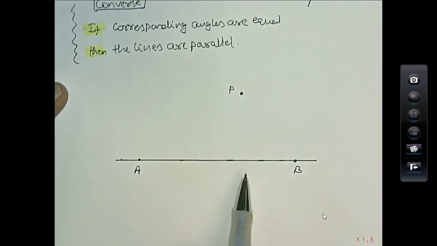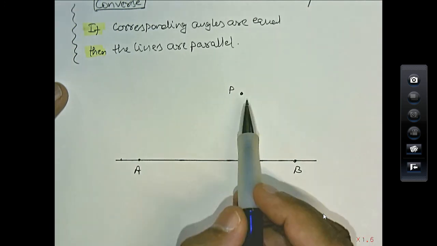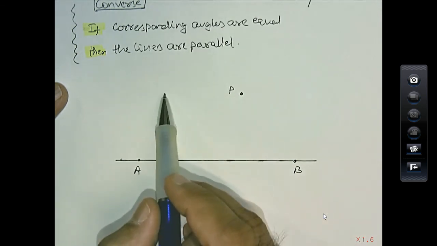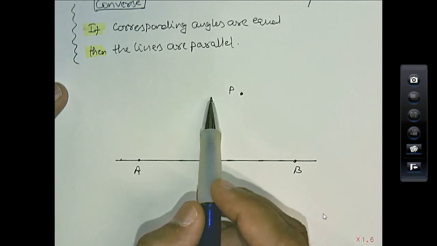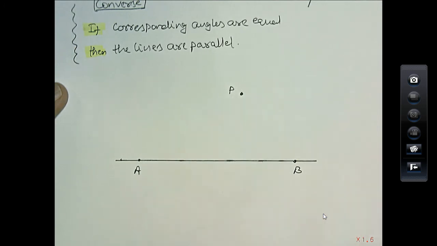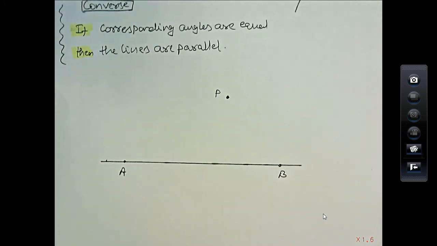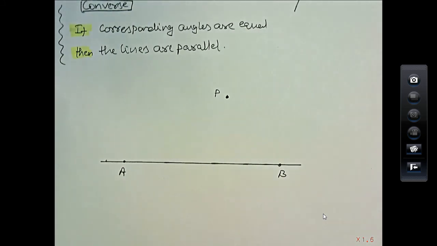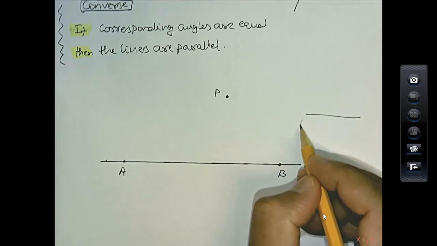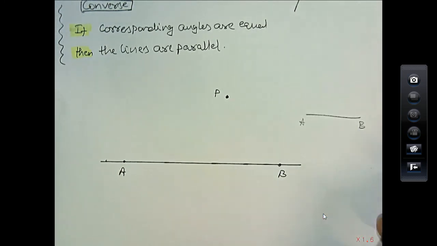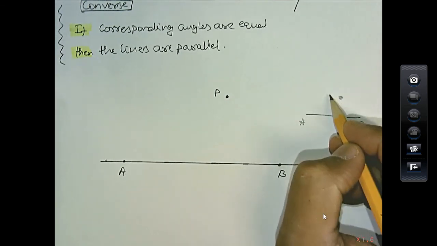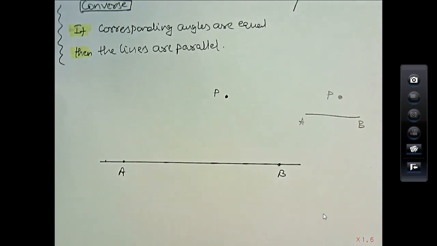There is a line segment AB. A point P is given outside the line segment. You have to construct a line parallel to AB and passing through point P. So let me think how to construct this one. So there is a line segment AB, and there's a point P. So I'm just drawing a freehand sketch, a rough sketch.